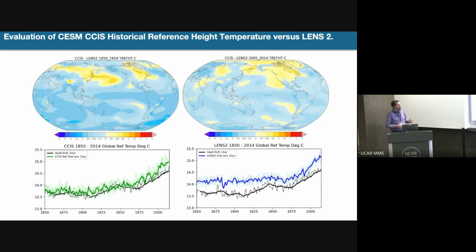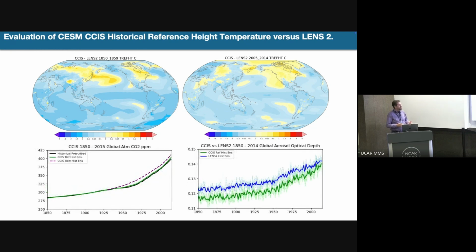So if we look at the differences between the emission-driven simulations and the LENS2 at the beginning, so 1850, at the beginning of the historical period, and then in the current day at the end of the historical period, we can see that the emission-driven run ends up being quite a lot cooler in the southern hemisphere, especially down at high latitudes in the Southern Ocean. And then we also see this cooling across the central Atlantic and the central Pacific.